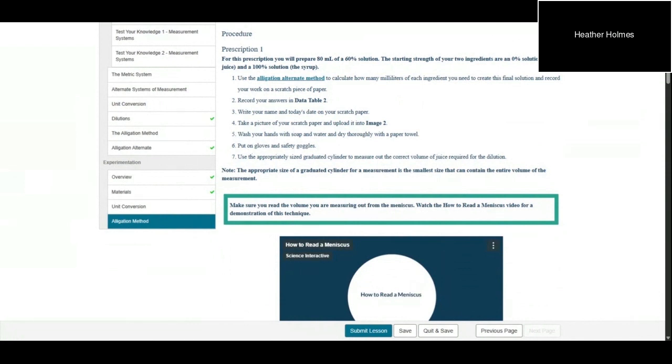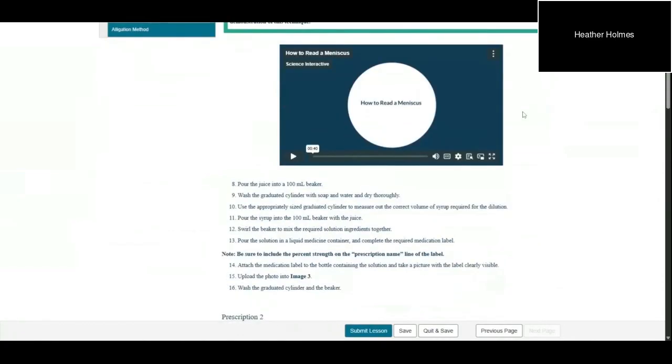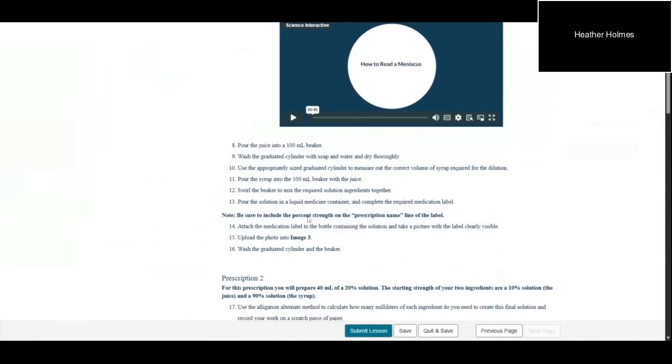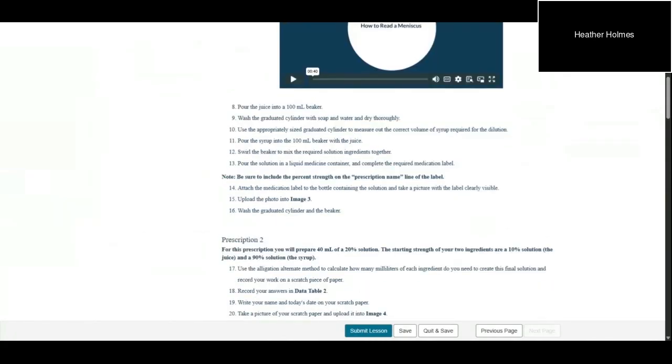You'd be washing your hands, putting on your gloves and goggles. You use the appropriate size graduated cylinder to measure out the volumes that you figured out with your math. And the juice that you have, you'd be pouring it into the 100 ml beaker, wash the graduated cylinder. Use the appropriate size graduated cylinder to measure out the correct volume of syrup, which would be the cherry syrup.